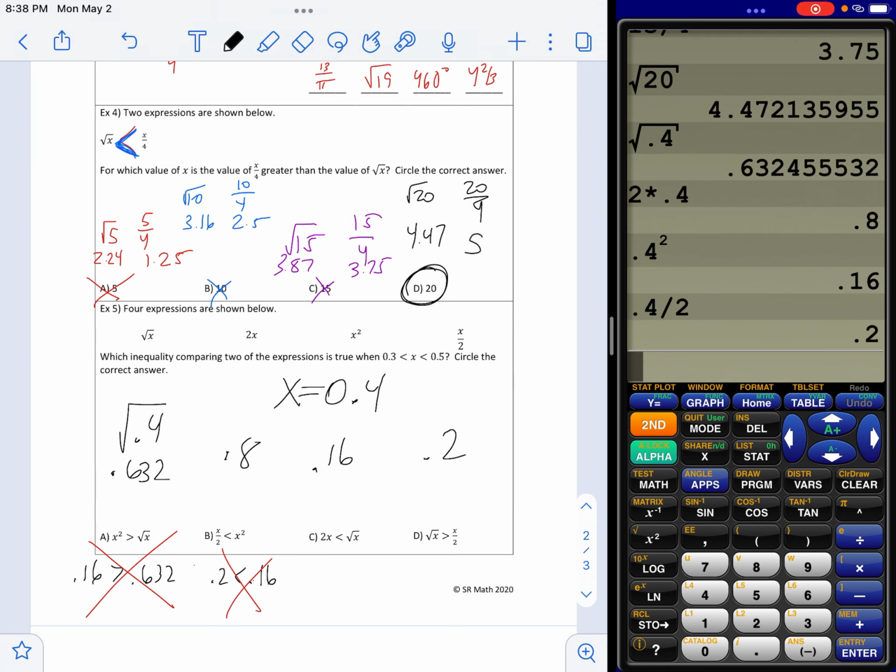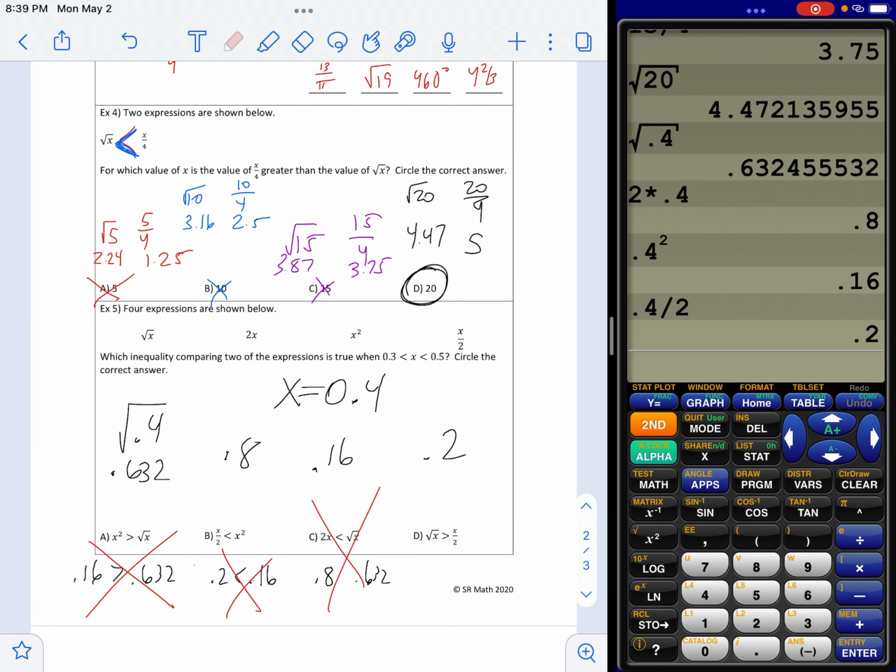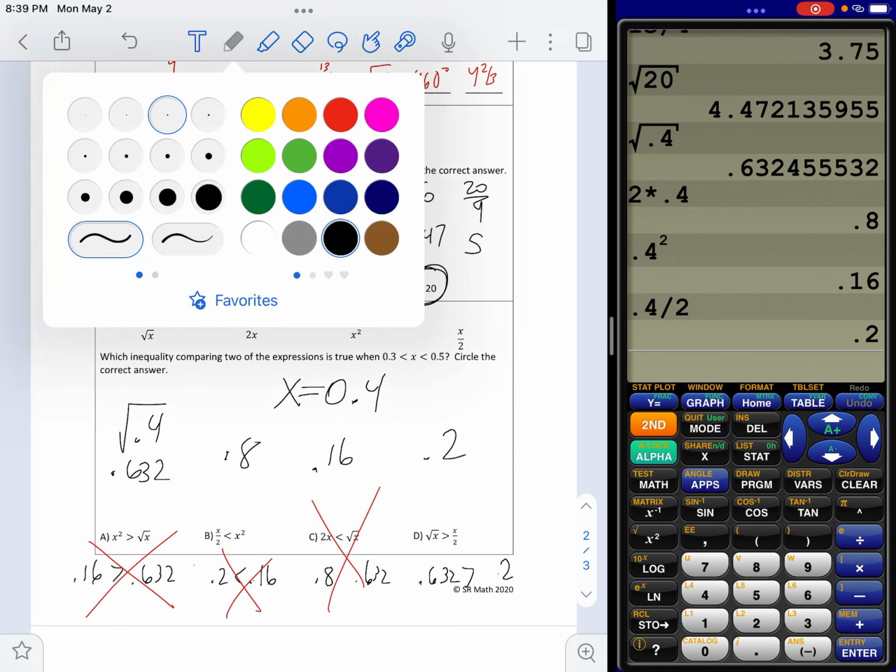Then we go to the next one. 2x, we said, is 0.8. Is that less than 0.632, which is the square root of x? And once again, we get to the last one. Hopefully it's correct. It says that 0.632 is greater than 0.2, and that would be true.